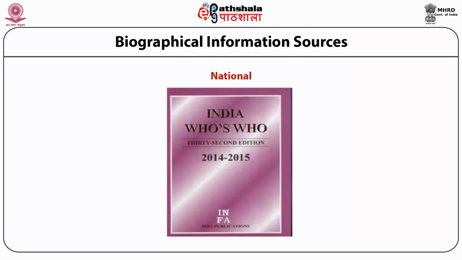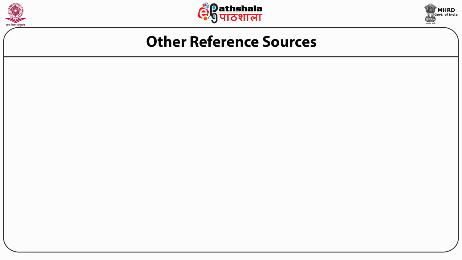National Biographical Information Source. India's Who's Who, published by Infa Publications, contains over 5,000 concise biographies of prominent Indians from all walks of life, including politics, civil services, education, arts, entertainment, and sports. Entries are arranged profession-wise. Other reference sources include bibliographies, indexing and abstracting periodicals, and databases.